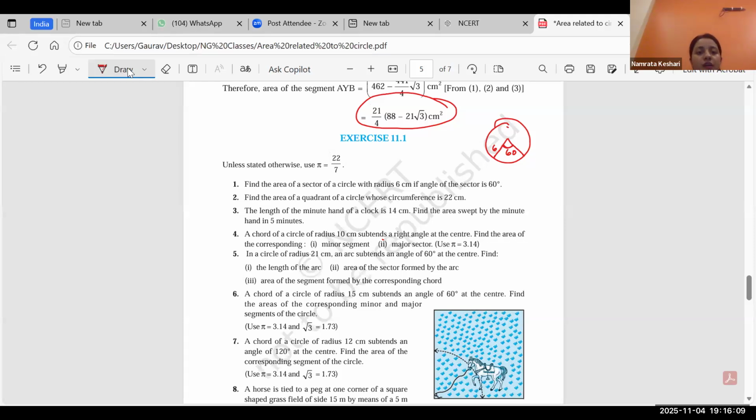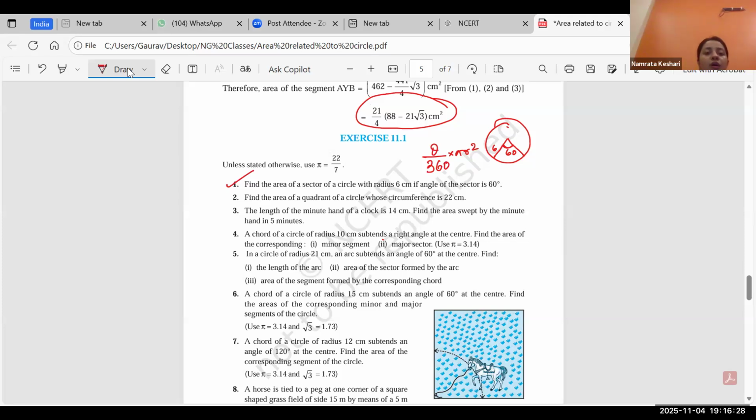So, find the area of the sector of a circle. Area of the sector formula is theta by 360 into pi r square. Easily you will be able to solve this question. So number one, done. Can I leave it? Yes.